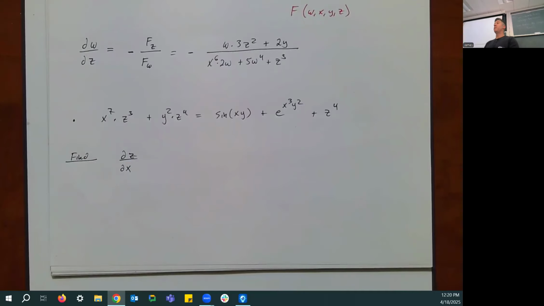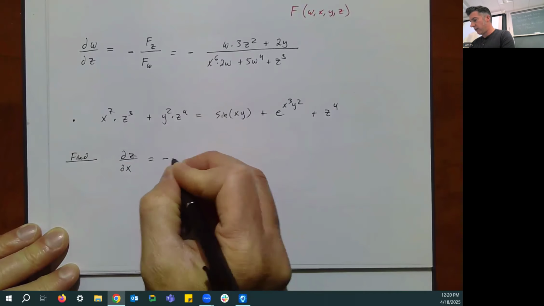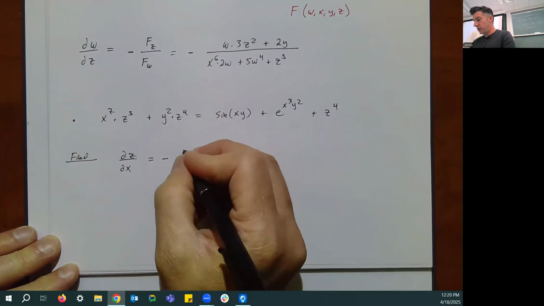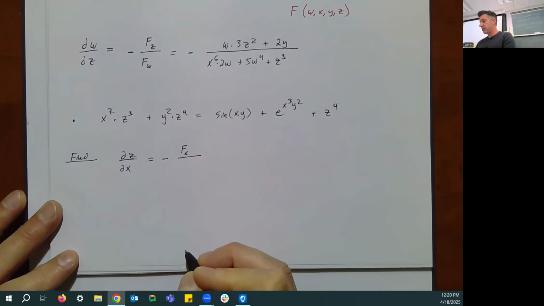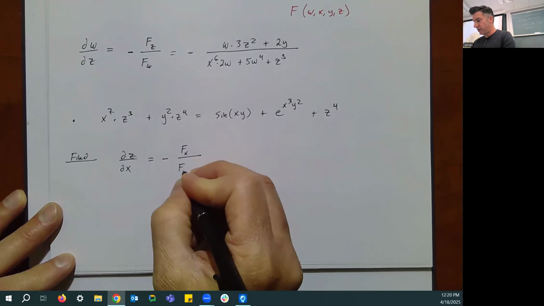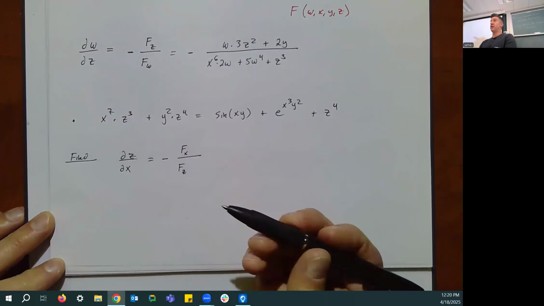We know what the equation needs to be. We need this to end up equaling the negative of, on top, the partial of f, which we haven't written what f is yet, with respect to x. On the bottom, the partial of f with respect to z. But to find f, we have to rewrite this equation so that everything is equal to 0.